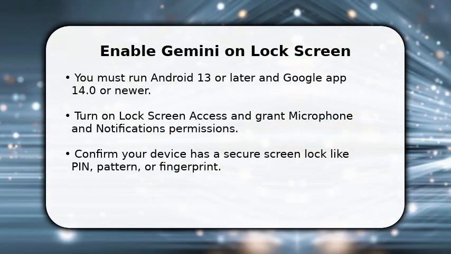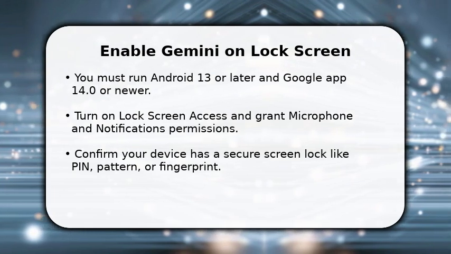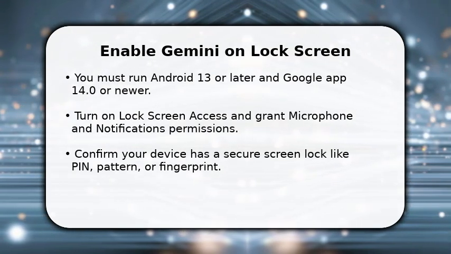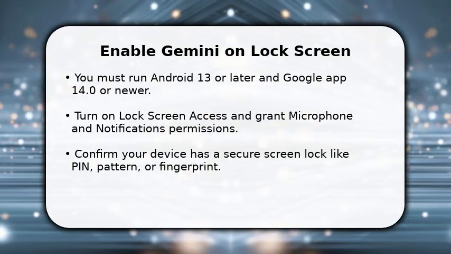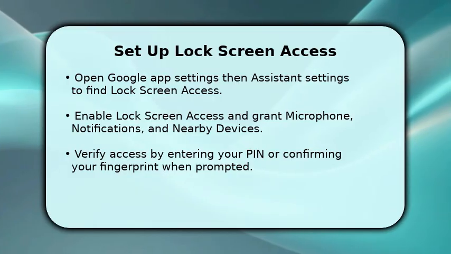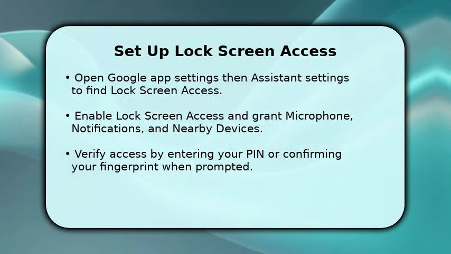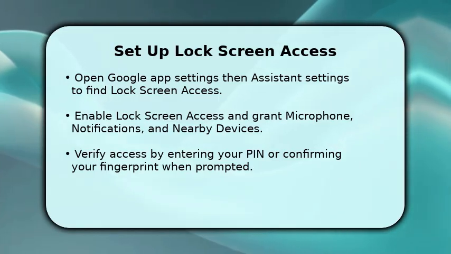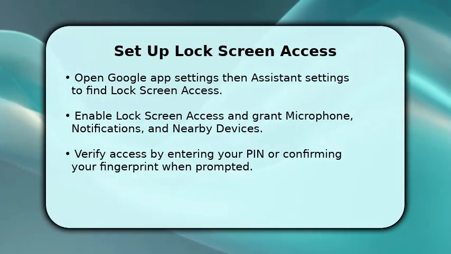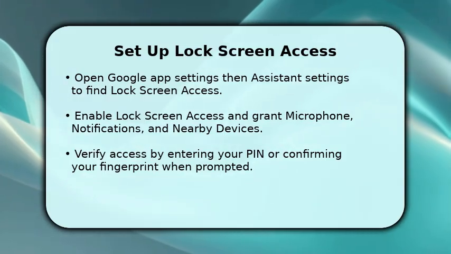Allow about 30 seconds to complete the initial checks and updates before moving to the next setup stage. Open the Google app and go to Settings, then to Assistant Settings to locate Lock Screen Access. Tap the Lock Screen Access toggle and accept the prompt to grant microphone and notifications permissions. If prompted, grant nearby devices or physical activity permission for hands-free features.